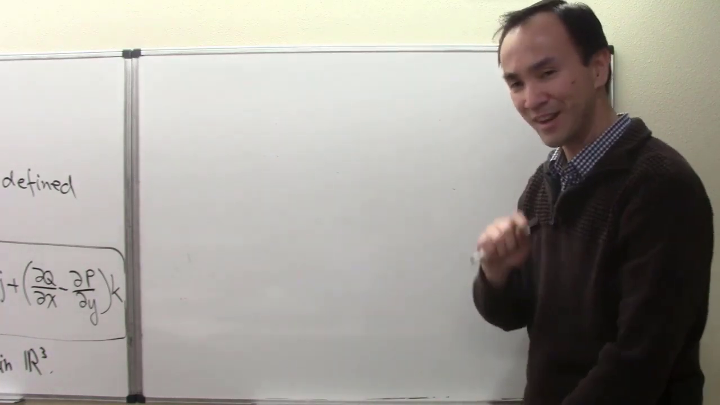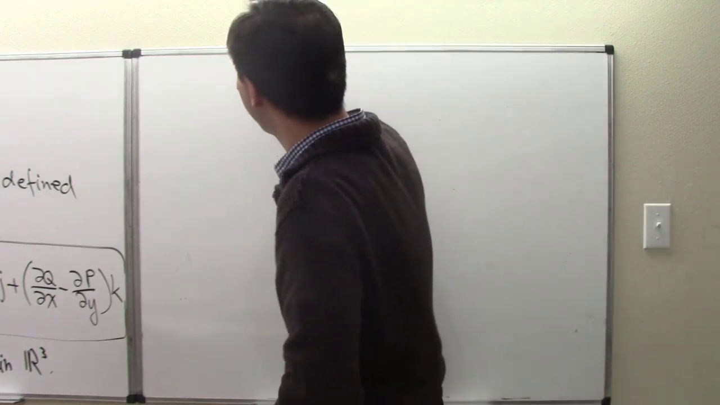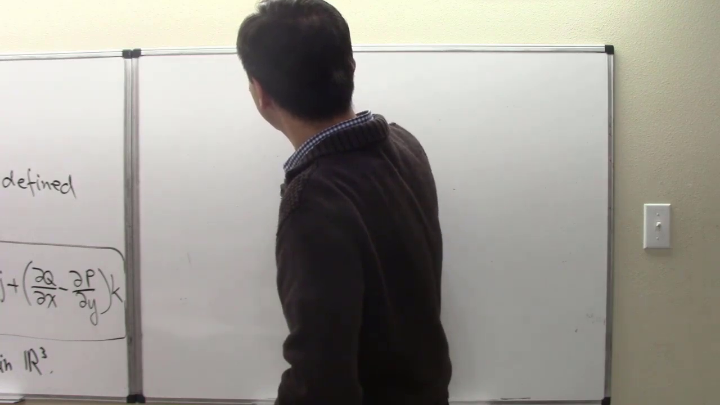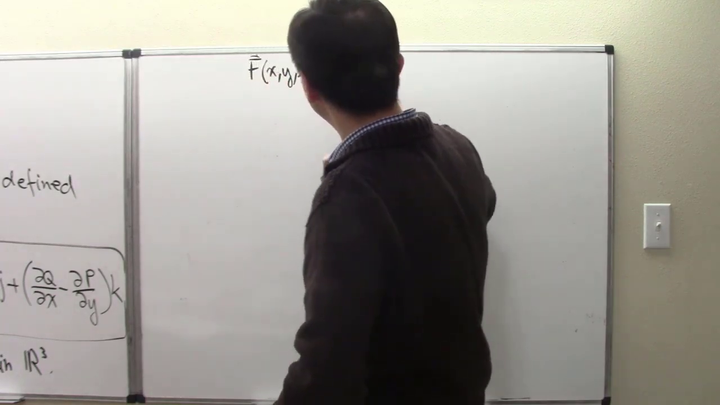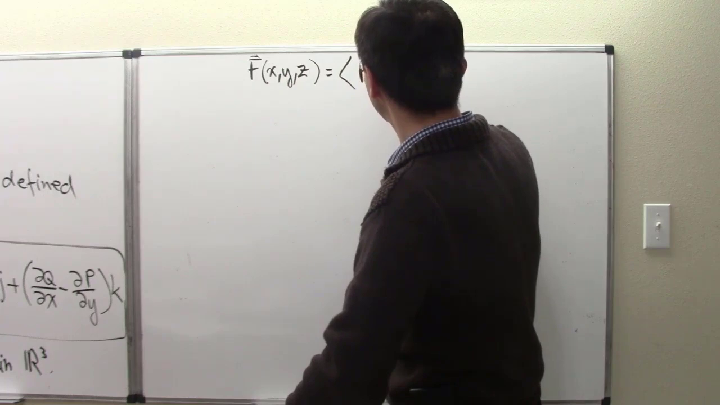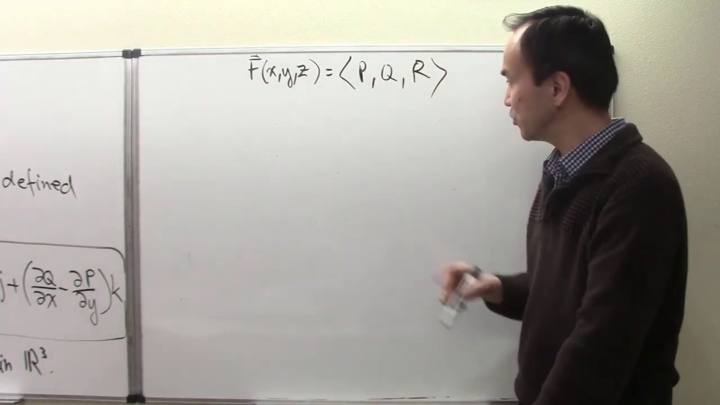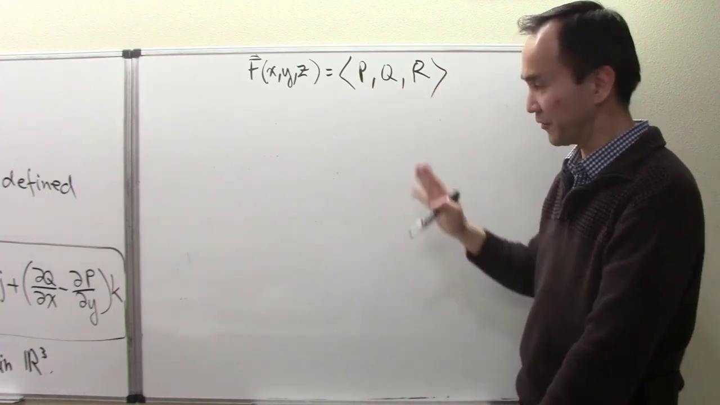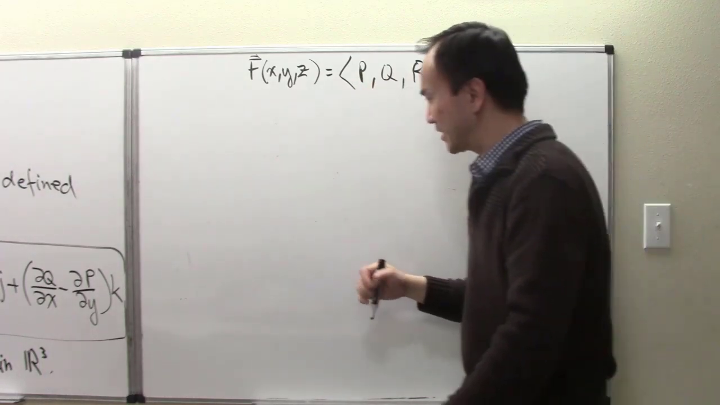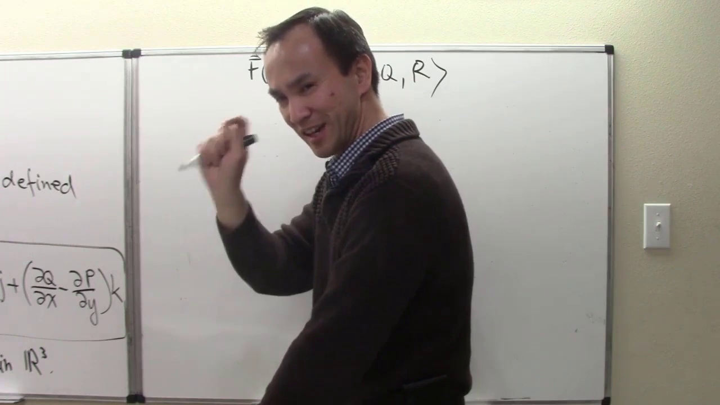All right. So now let's look at the following. Let's say we have a vector field of three variables with three components, P, Q, and R. A vector field of three variables and then three components. So a vector field in all three. Okay, and so now let's do this again.